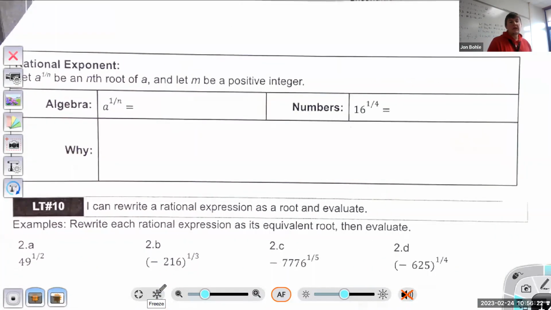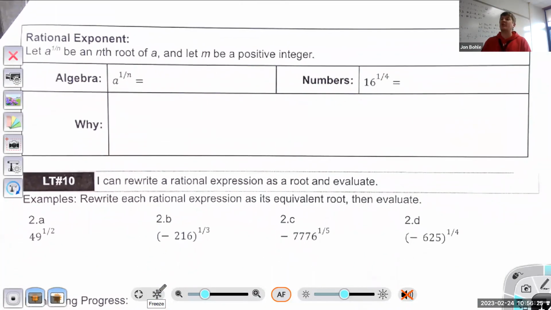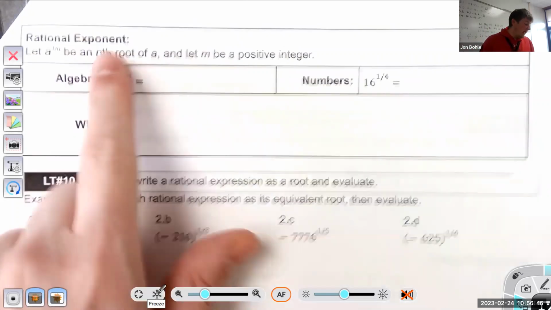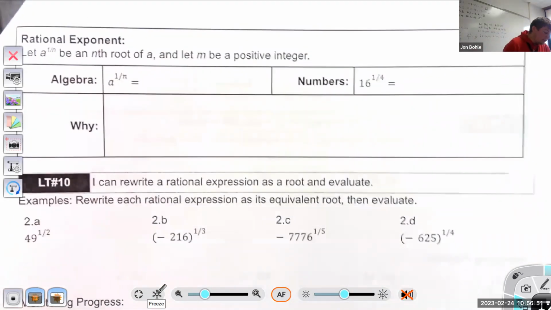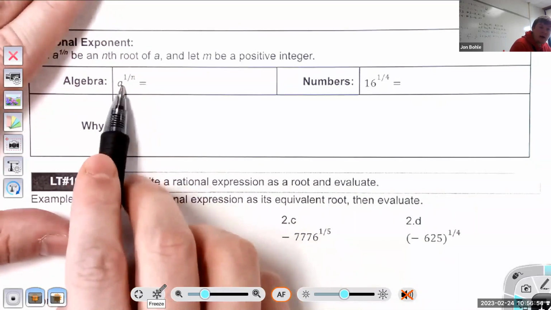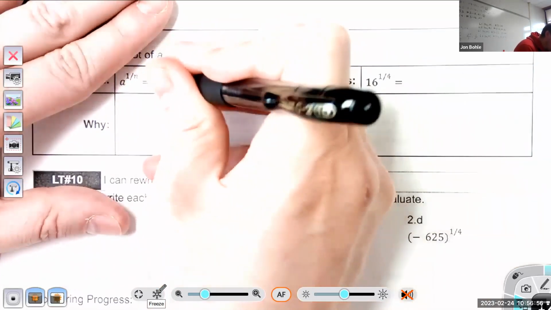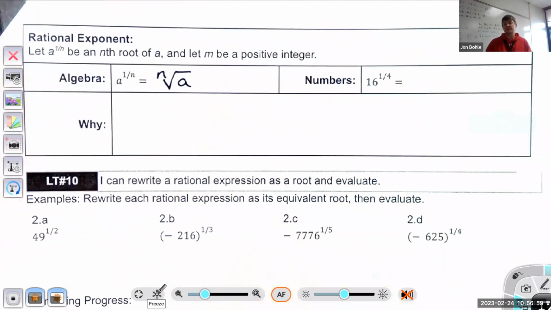All right. Now what we're going to deal with is fractional exponents. Exponents that are fractions. It sounds way worse than it is, because what I just explained on the front page, you already know about fractional exponents because they're the same thing. Rational exponent: let a to the 1 over n be the nth root of a, and n be a positive integer. If I want to take the 1 over n power of a, that is going to be the same as the nth root of a, which we just dealt with on the previous page.